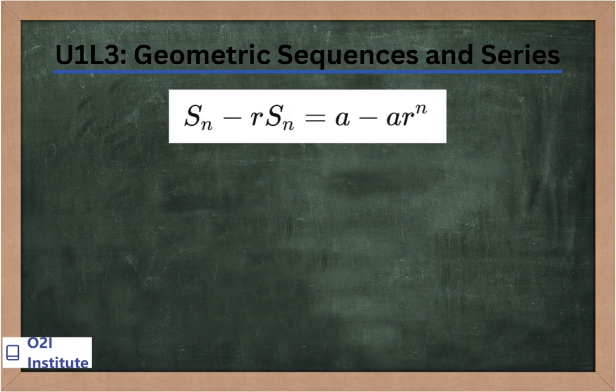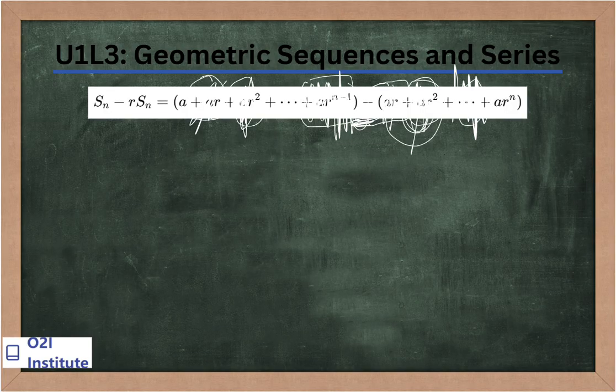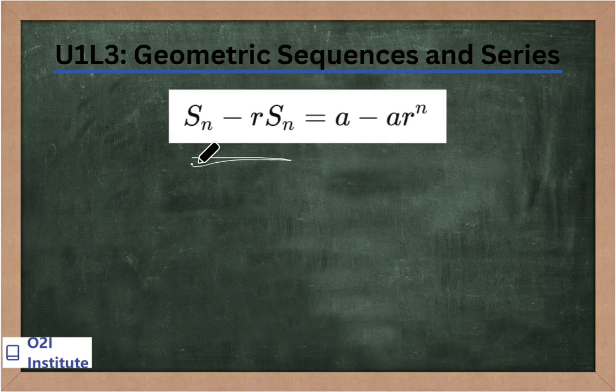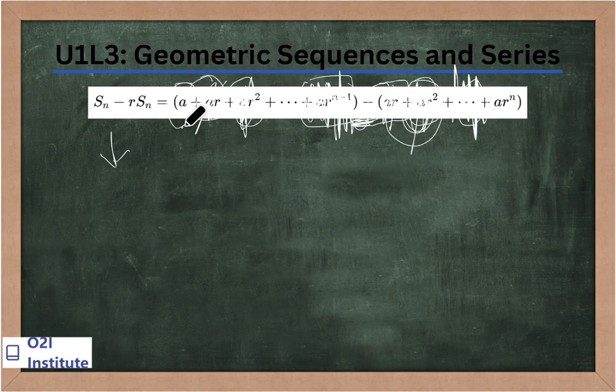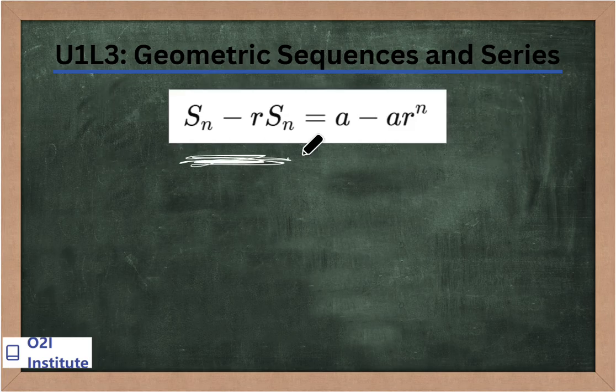Now we can see a more smooth transition from the previous step, where this gets carried down to just Sn minus r times Sn. And here we have a positive a getting carried down, and a negative ar to the nth power getting carried down. So we get this. Now, we can factor out the a on the right side and the Sn on the left side, and we get this.